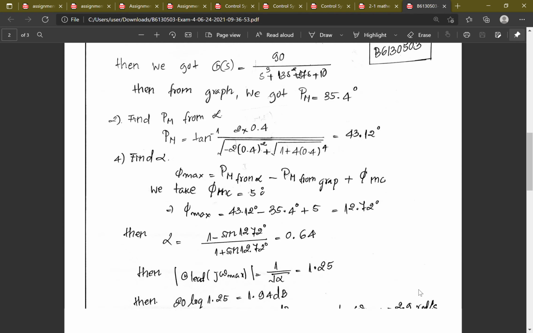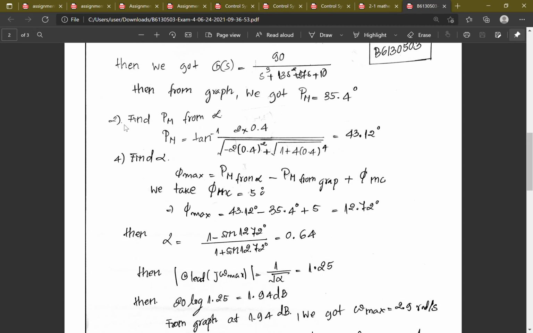And then when we get k equal to 18, we multiply k into G(s), and we got 90 over s times this function. And then we use this one to plot in the MATLAB code, and then we can read the phase margin PM from the graph, which is equal to 35.4 degrees.